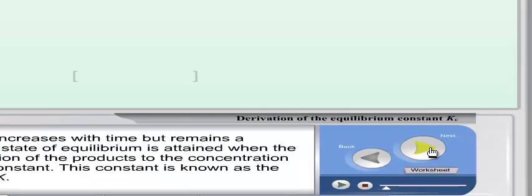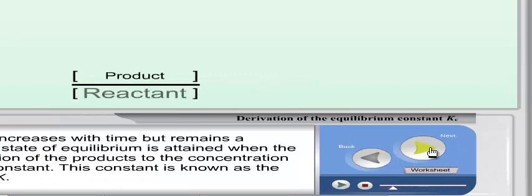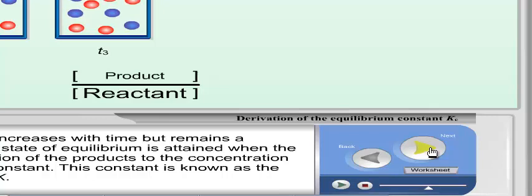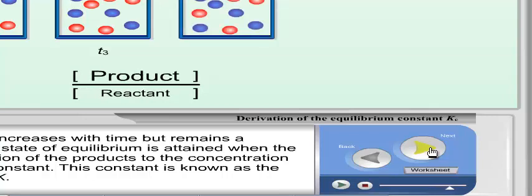The ratio of concentration of B to concentration of A increases with time, but remains a constant eventually. A state of equilibrium is attained when the ratio of the concentration of the products to the concentration of the reactants is a constant. This constant is known as the equilibrium constant K.